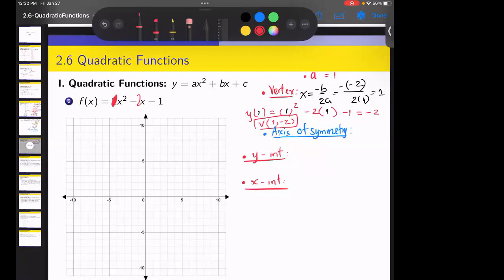Just finish this and I'll go. Is that what you got? I fixed it a little bit. So x squared minus 2x minus 1. The axis of symmetry will be x equals 1, right? x equals 1.